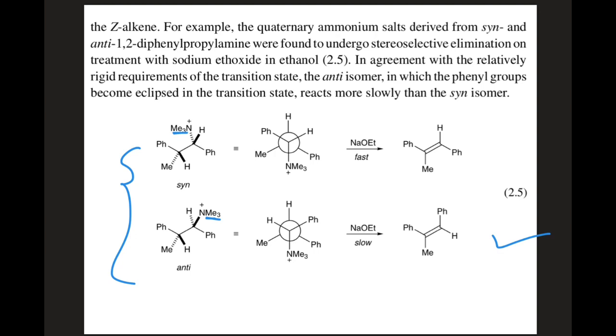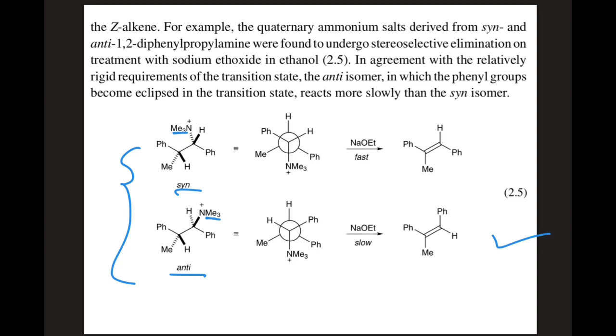Alright, the question could also be asked in this way. Now, the question asks you what is the major product formed in the case of the syn isomer, what is the major product formed in the case of the anti isomer, and which isomer reacts faster. So this is very, very important. Multiple times it is asked in the exam.